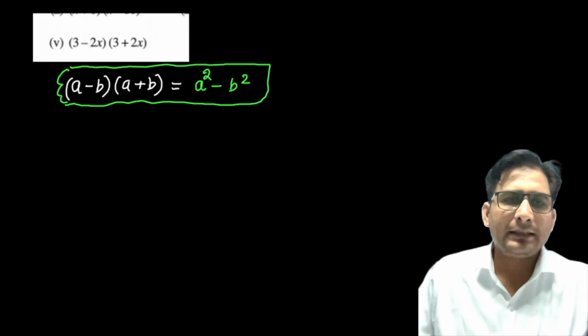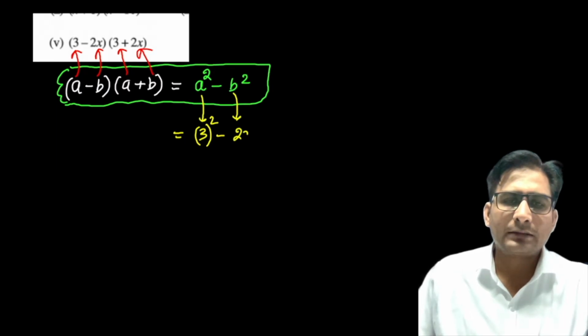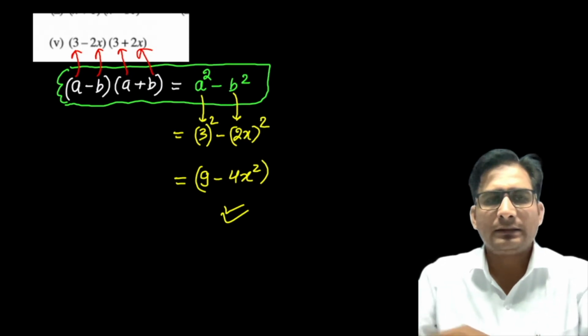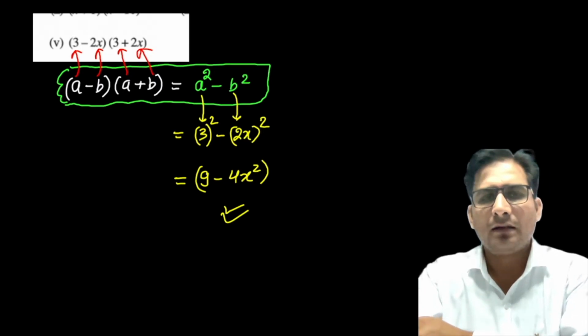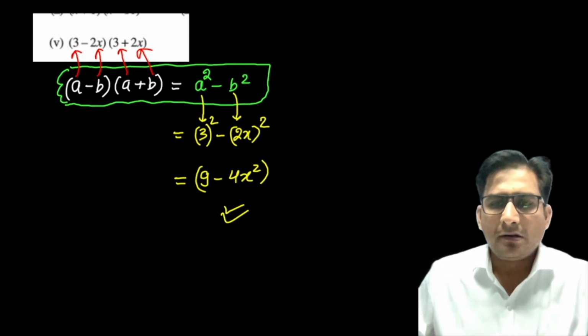So this is the identity. Now compare what is a in this case. A is 3 and b is 2x. A is 3 and b is 2x. So at the place of a put 3, and at the place of b put 2x whole square. So what will be the answer in this case? 9 minus 4x square. So this is the answer in this case. This is the simplification of this expression. I hope this simplification is clear to you all.